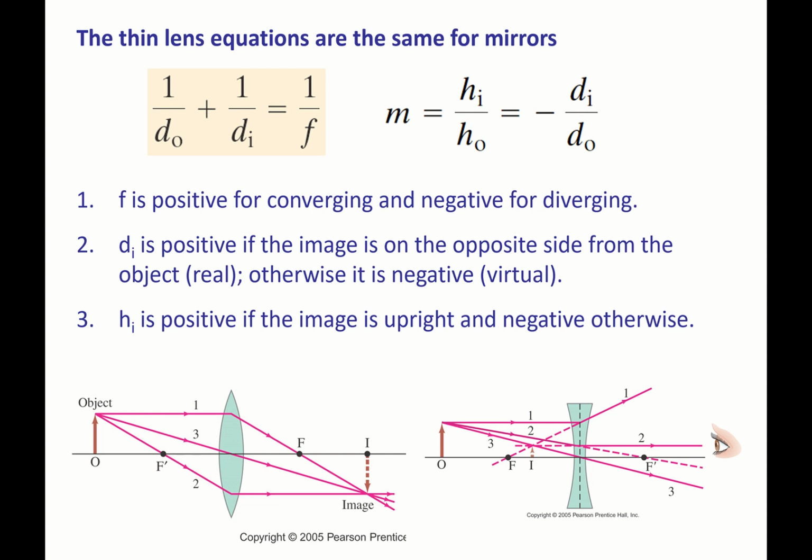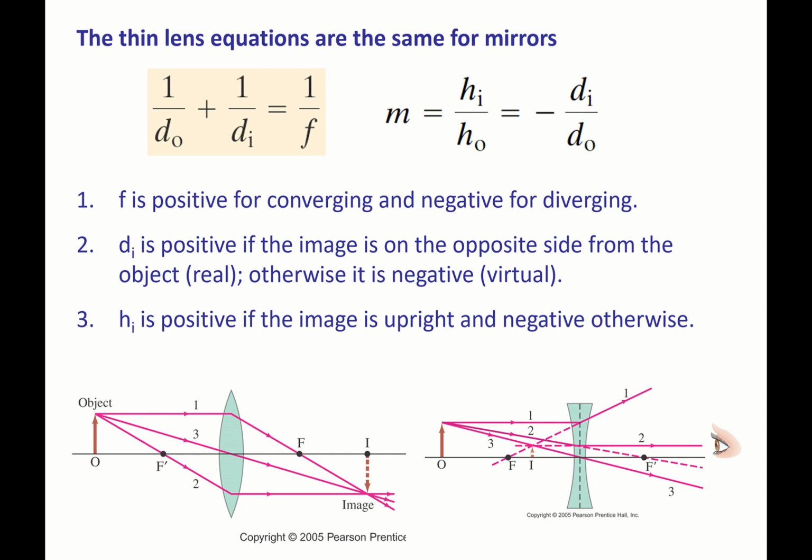If you have a diverging lens, F is negative because the focal length is on the same side as the object. DI is going to be positive if the image is on the opposite side, and it's going to be negative if it's on the same side as the object. And HI and magnification are going to be positive if the image is upright. They're going to be negative if it's upside down.